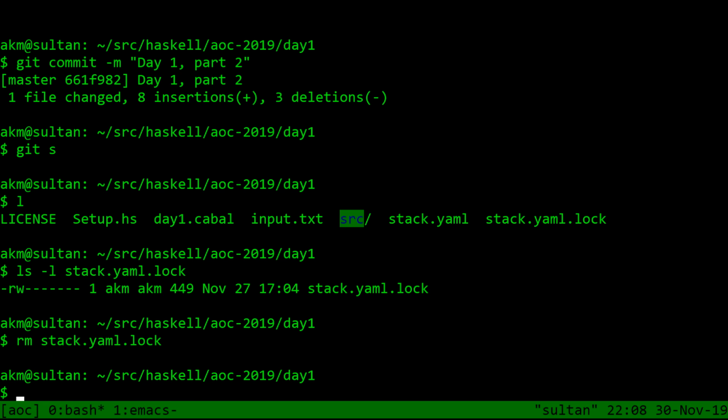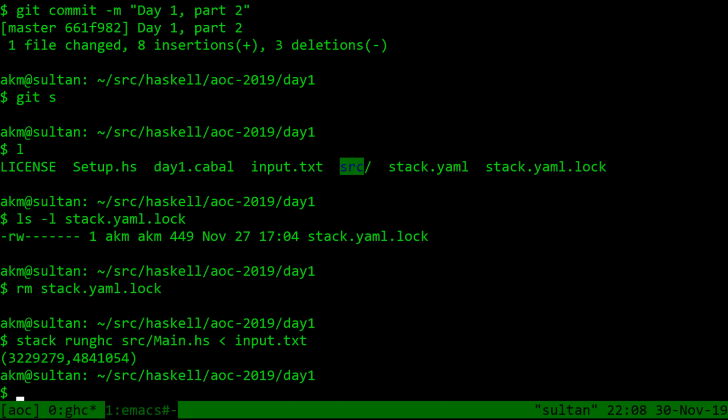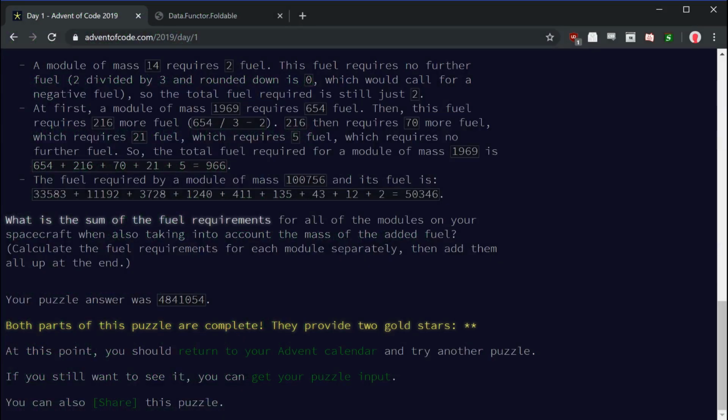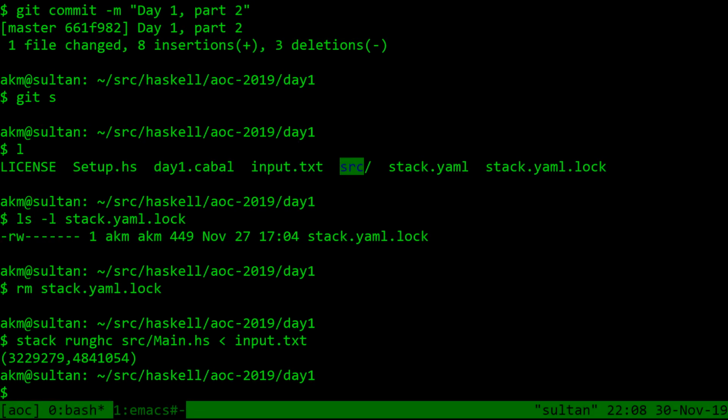So here's the big exciting part. Do we get the same result? It looks really similar, doesn't it? I don't need to scroll up in this terminal window. I can just look here. 484-1054. Yeah, that's what we got. So that's kind of interesting, isn't it? I think it's kind of cool.